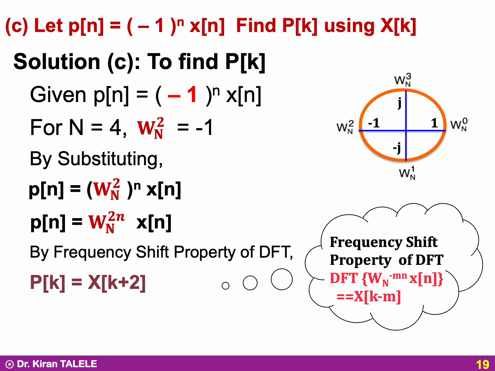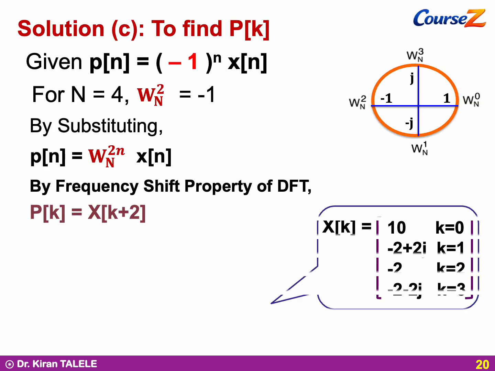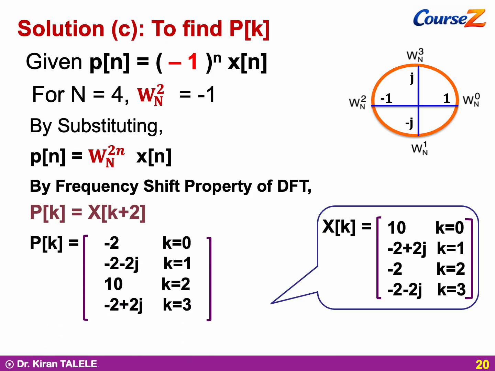Now we have to evaluate this equation of P of k for every value of k to calculate the values of P of k. Put k equal to 0, you will get P of 0, that is X of 2, X of 2 is minus 2. Put k equal to 1, that is P of 1, X of 1 plus 2, that is X of 3, X of 3 is minus 2j, and so on. So we have to evaluate this equation for every value of k and obtain the required values of P of k.